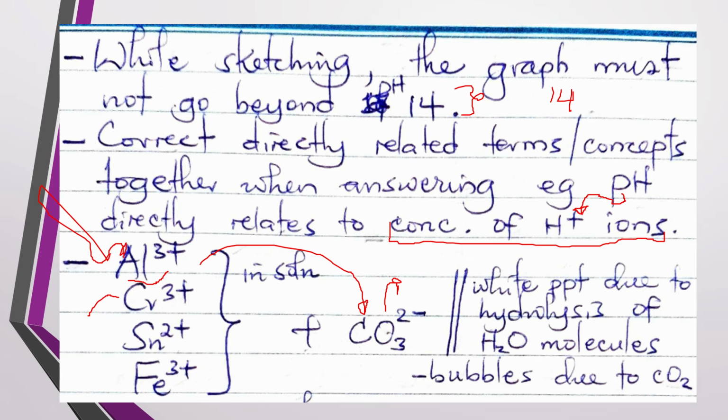If you are dealing with chromium, we are going to see a green precipitate together with the effervescence of a colorless gas. If you are dealing with iron 3, we are expecting to see a brown precipitate.